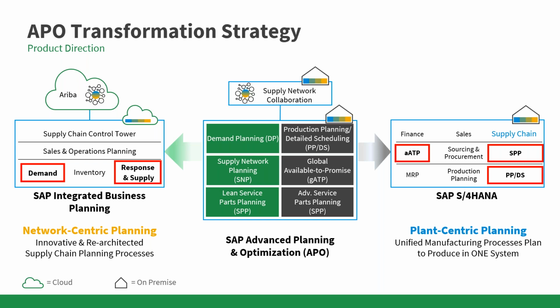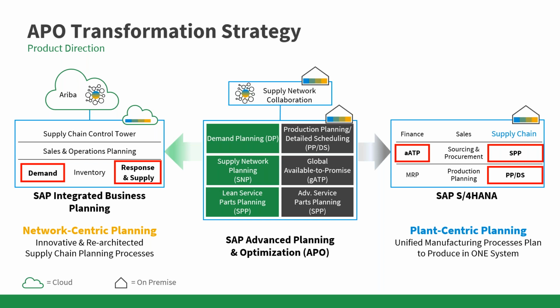So demand planning, supply network planning. Some of you may be doing service parts planning, which is a little bit of a different discussion. And then on the right side, we've got production planning, detailed scheduling, global ATP, and then advanced service parts planning. So if we take the bottom two, we really have four things where we have to figure out where they are going.